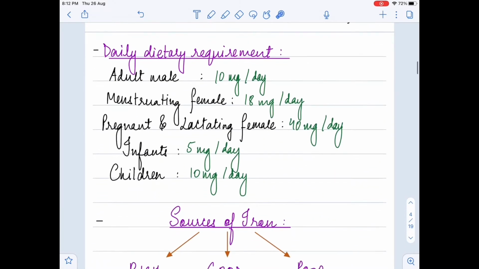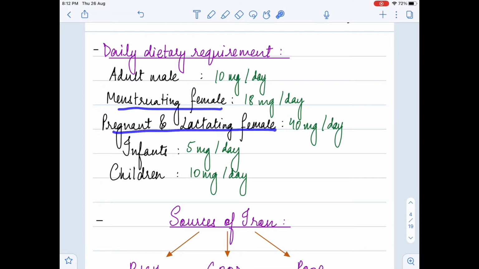With that in mind, let us understand the daily dietary requirement by different age groups. So, since we understand that only 10% of the iron is absorbed by the body, it is necessary that we take orally iron in higher amounts. So, in an adult male, about 10 milligrams per day is necessary, while in menstruating female and pregnant and lactating female, the demands are even higher.